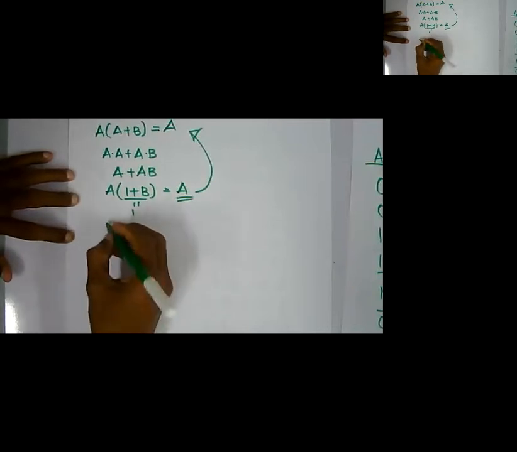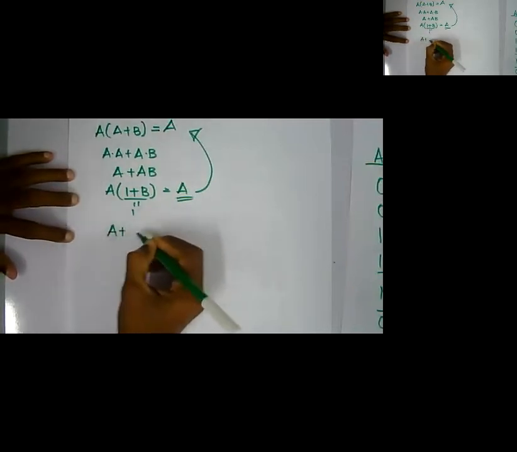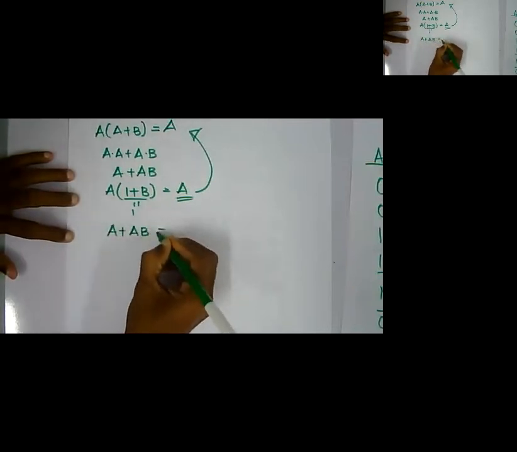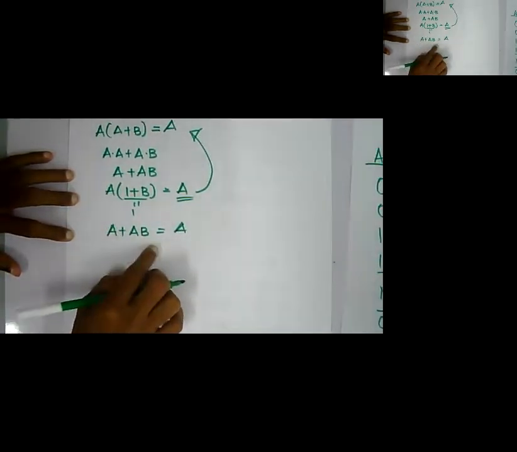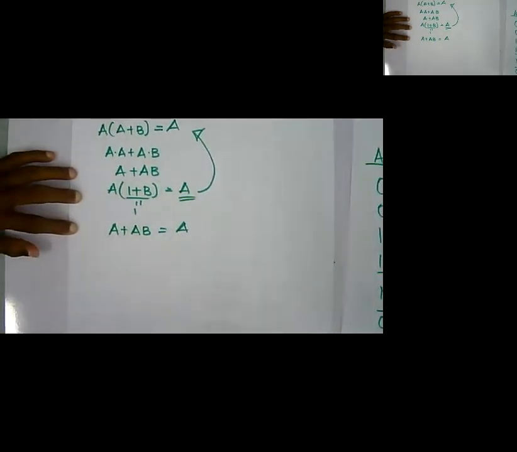And also A plus AB is also A, right? So I can take A common, so this becomes 1 plus B, which is 1. So I can write my answer, which is directly A.